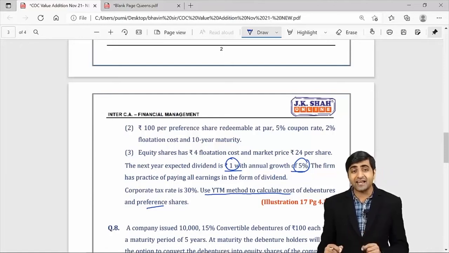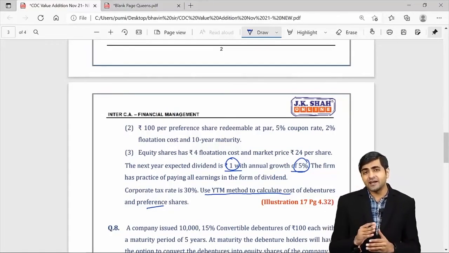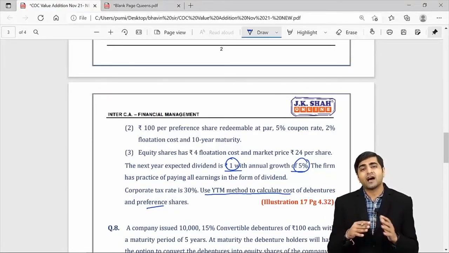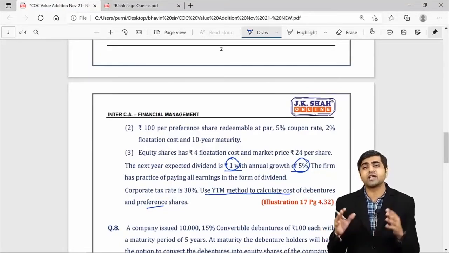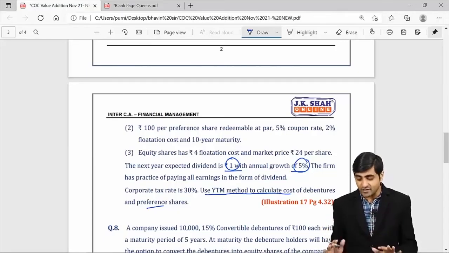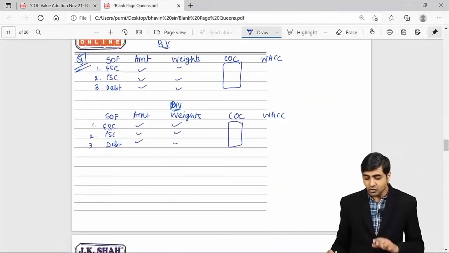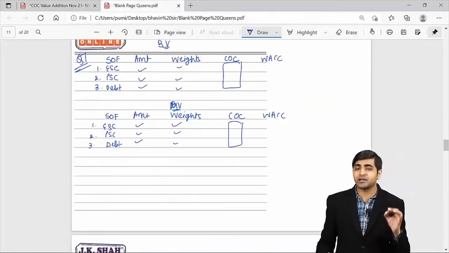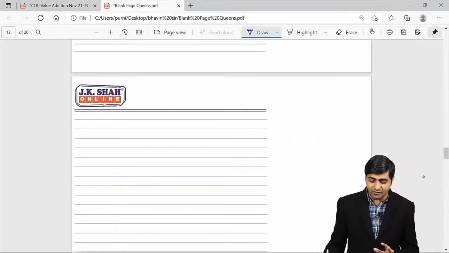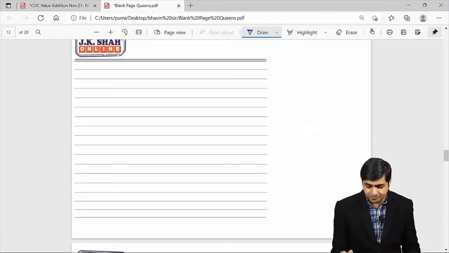For your KP and KD, you all know the formula, that KD is equal to interest into 1 minus tax plus RV minus NP, the whole upon RV plus NP upon 2 etc. into 100. So that is the formula for KD and KP. But here in this particular question, they have told you that you are going to use the YTM method, yield to maturity. So your KD and KP will be calculated in a different way.